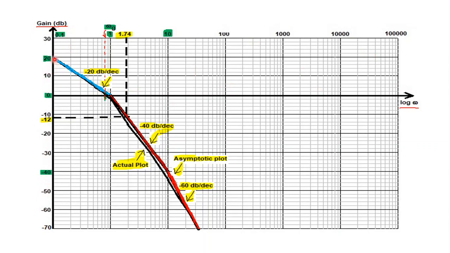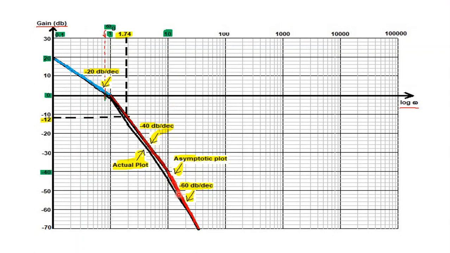We know initially we have to start at minus 20 dB per decade because 1 by s only is contributing. Therefore at 0.1 it is 20, and at 1 it is 0 because 20 minus 20 is 0. Then from 1 to 10 it is minus 40 dB per decade. Therefore at 1 it is 0, and at 10 it is 0 minus 40, which is minus 40 dB. So you mark minus 40 corresponding to 10. Already we know at 1 it is 0. So join these 2 points.